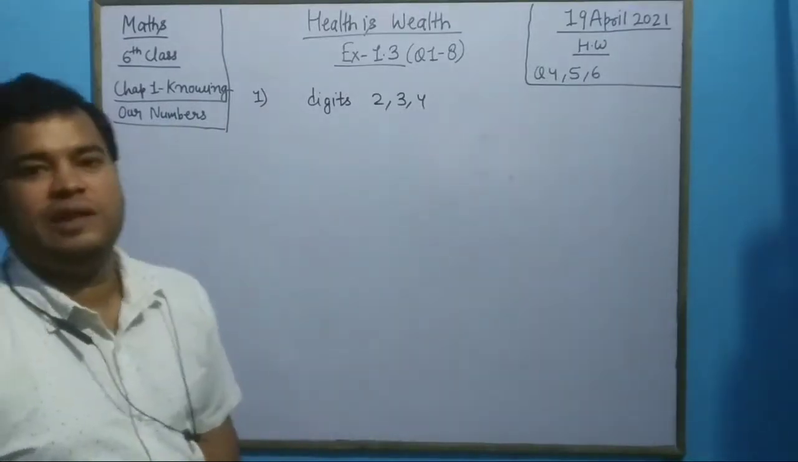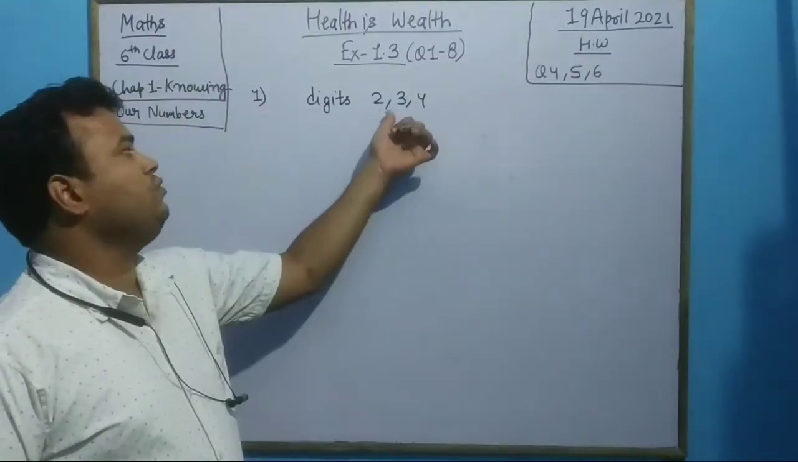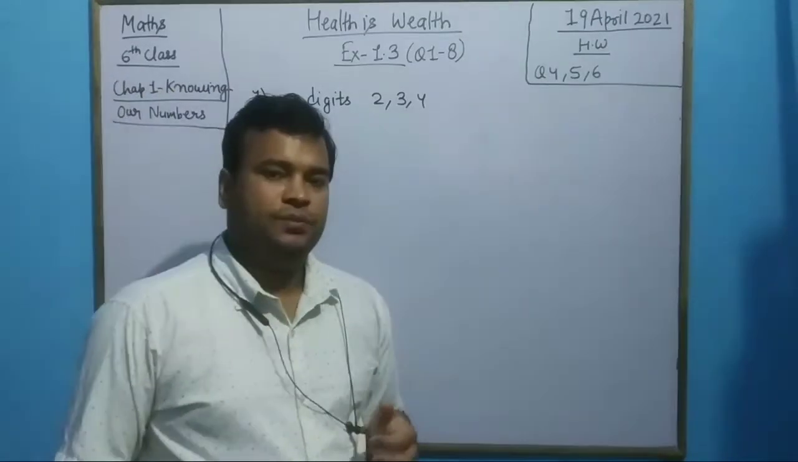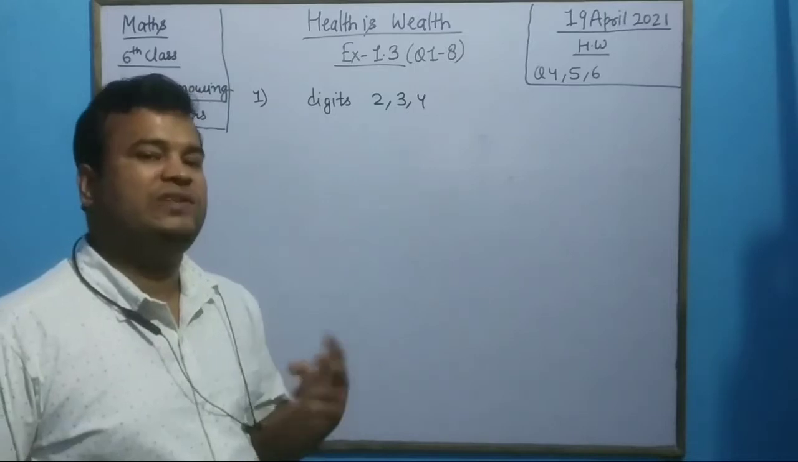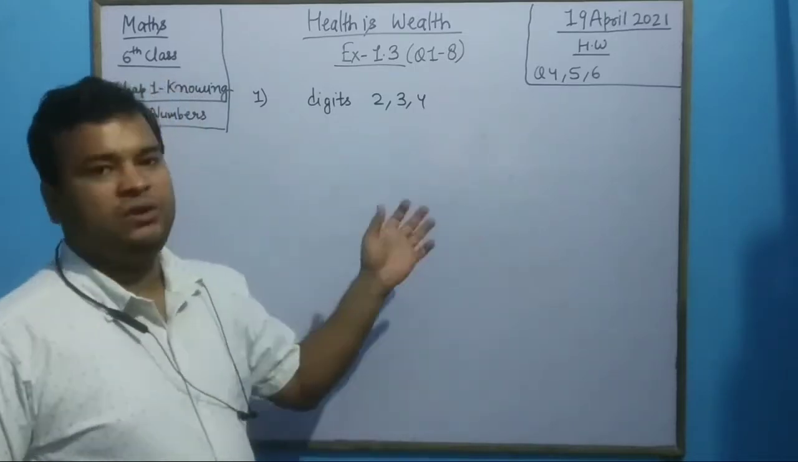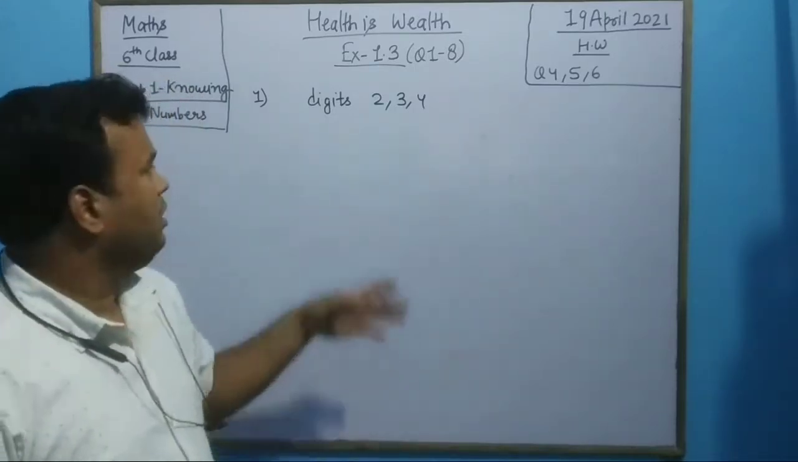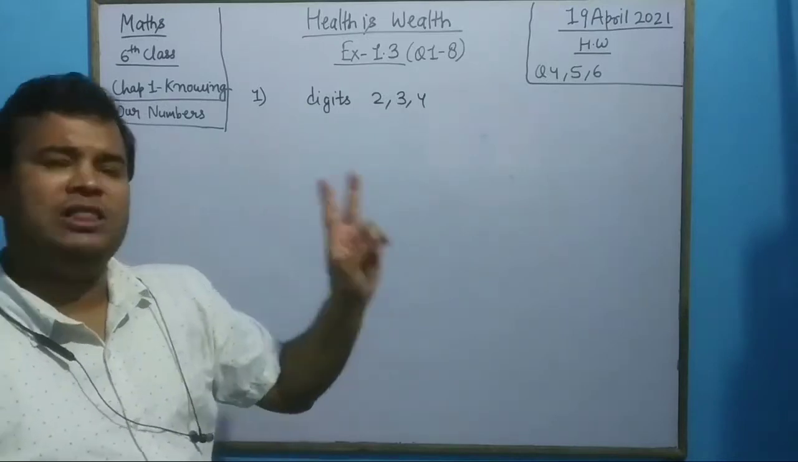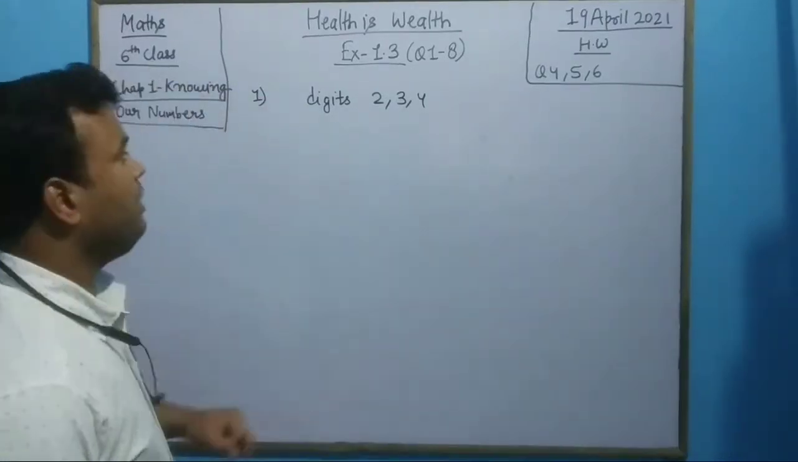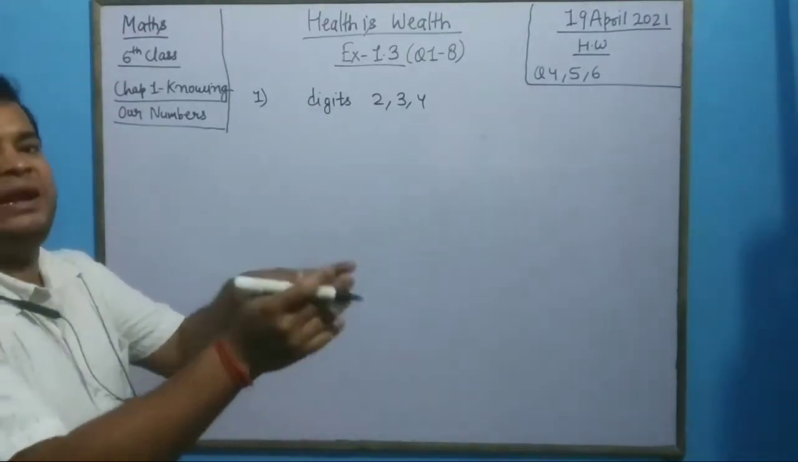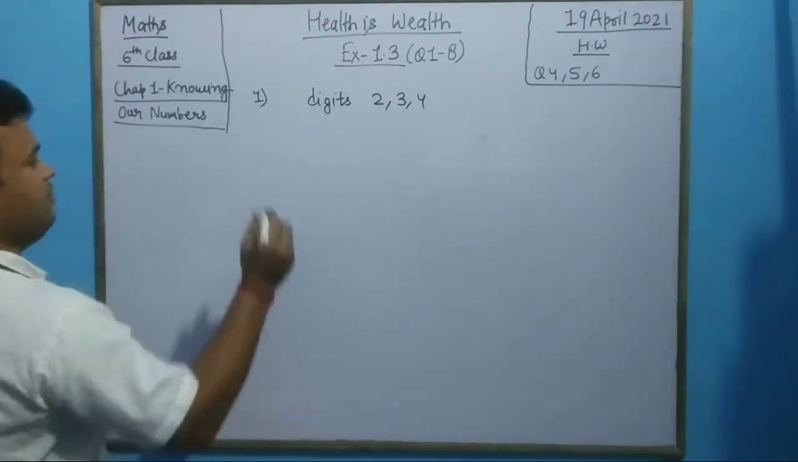The first question is that there are 3 digits given to us, that is 2, 3 and 4. Okay, and we need to write all the possible 2-digit numbers using any two. Any two of the digits, we have to write all the possible 2-digit numbers, and repetition is not allowed. So let us take 2 digits at a time and write all the possible numbers.